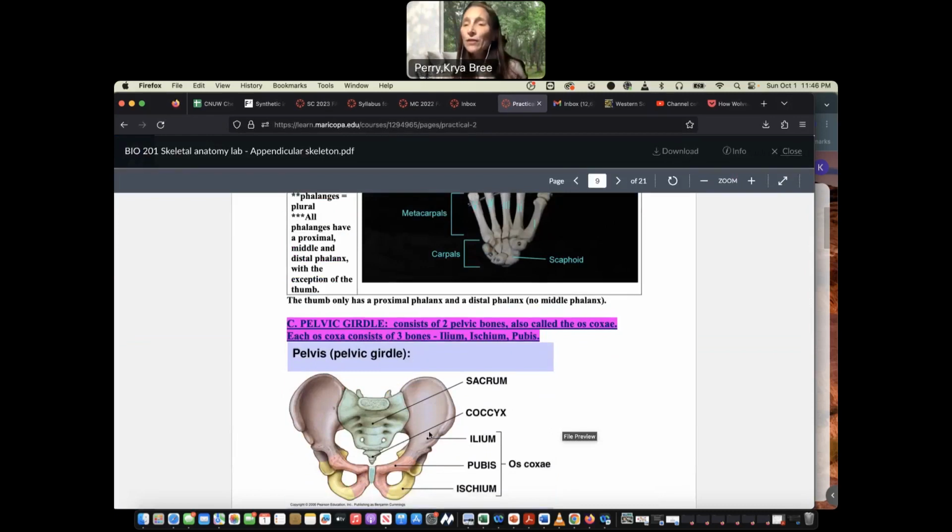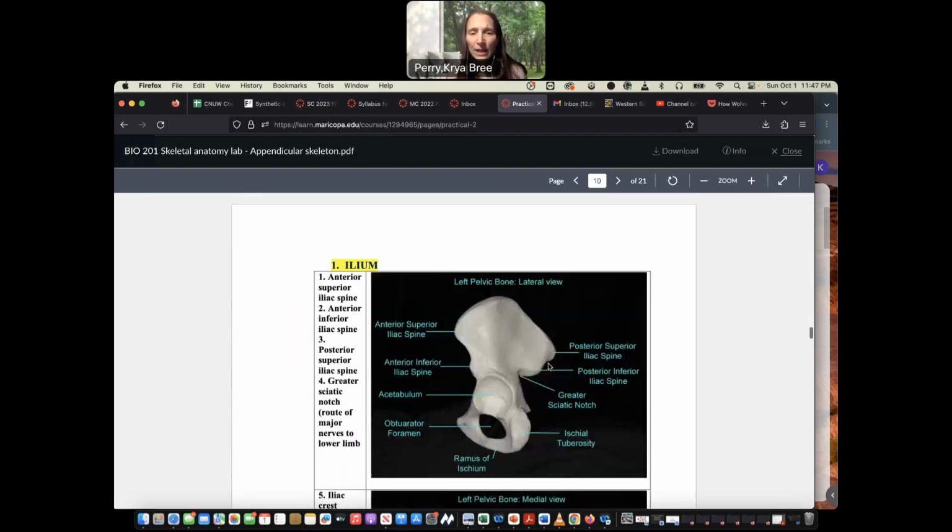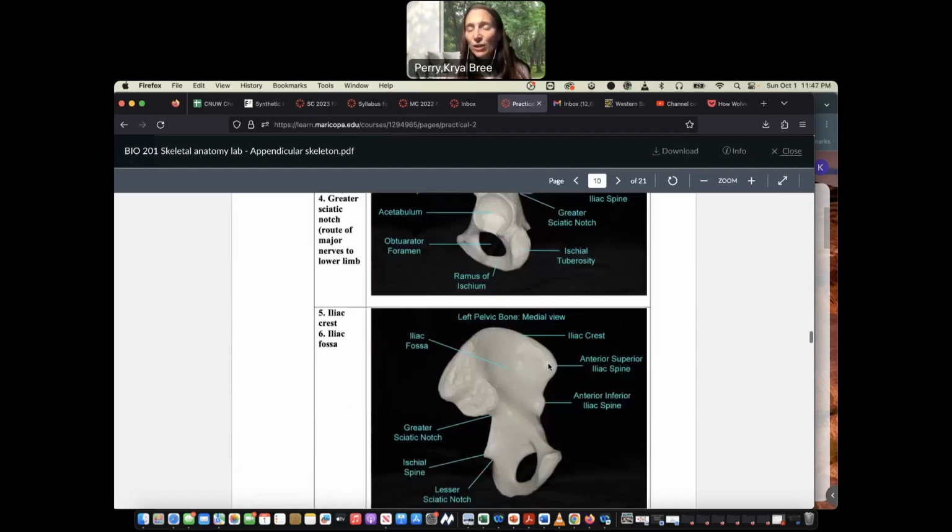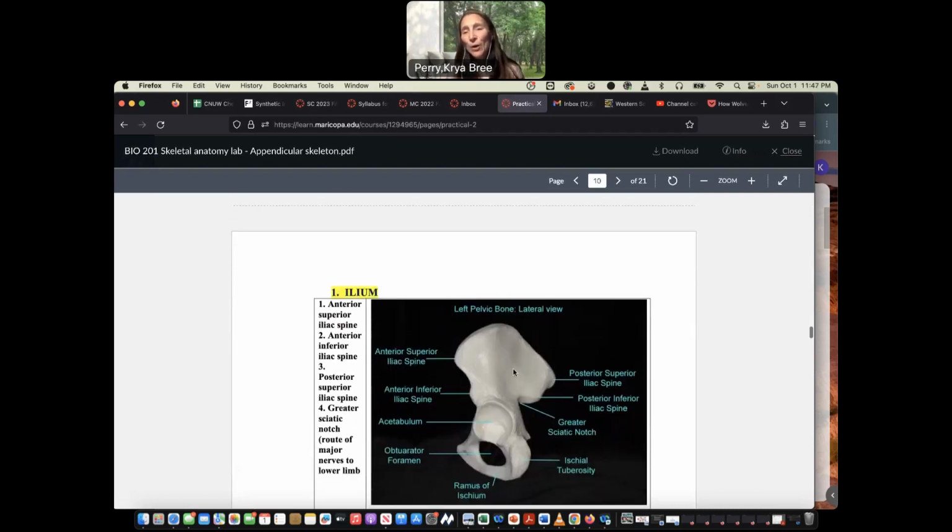And so the pelvic girdle is actually going to consist of these two hip bones, which we call the os coxa. So here's an os coxa, here's an os coxa, and then the sacrum. Okay, so those are the bones, the sacrum, and then technically the coccyx as well. So those are the bones that are going to make up the pelvic girdle. And there are a lot of parts to the os coxa.